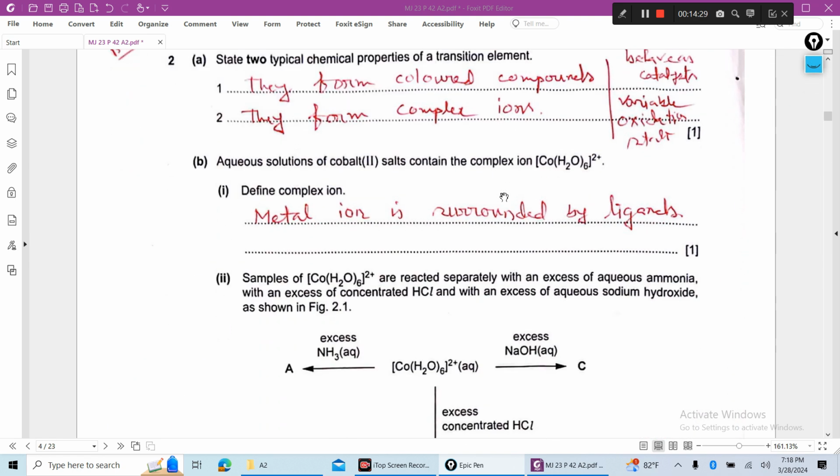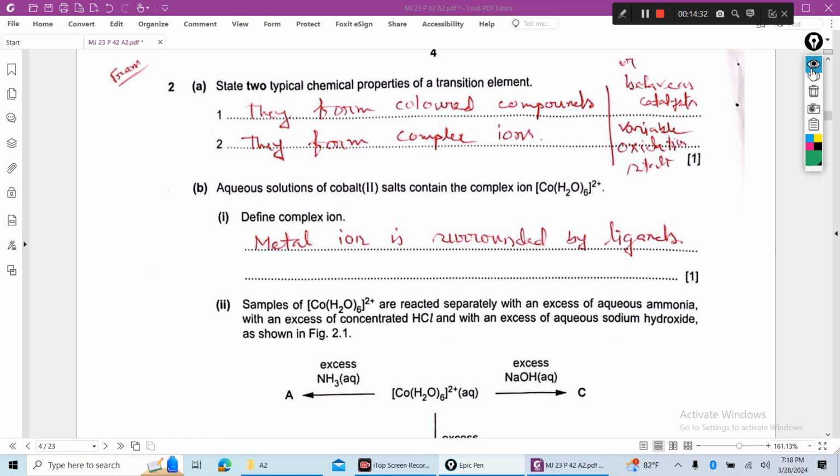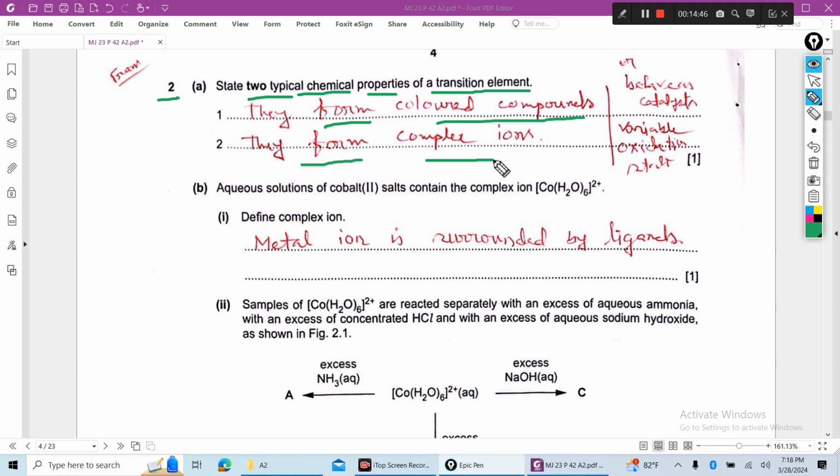Next, number 2. State 2 typical chemical properties of transition elements. You know, they form coloured compounds, they form complex ions, or you can write they behave as catalysts, they show variable oxidation states. Now B. An aqueous solution of cobalt 2 salt contains the complex ion hexa, meaning 6, hexaaqua cobalt 2.